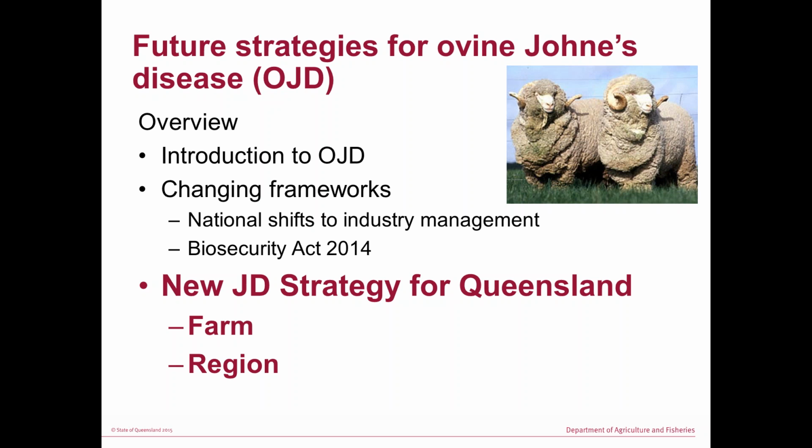This is the third of 3 parts to the series. The first part just provided an introductory background to Ovine Johnes disease in Queensland and nationally. The second part described the changing frameworks of the national programs and new legislation in Queensland. And this part is going to describe the new strategy for Queensland, both at farm and regional levels.